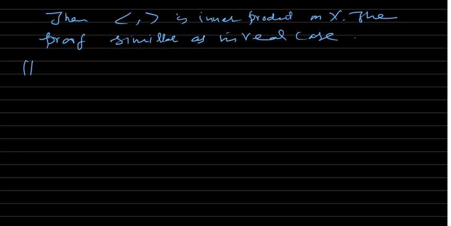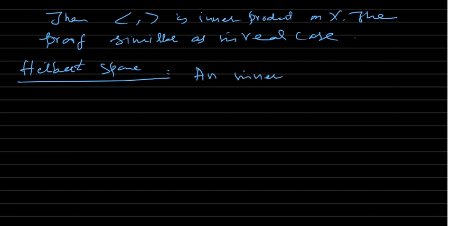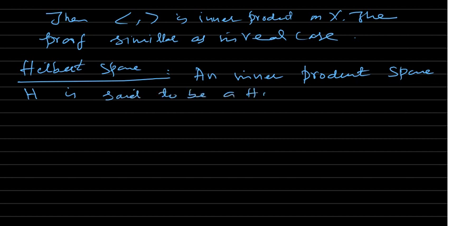Now we define Hilbert space. An inner product space H is said to be a Hilbert space. For Hilbert space we will fix the notation H. An inner product space H is said to be a Hilbert space. What will we call it? Hilbert space.